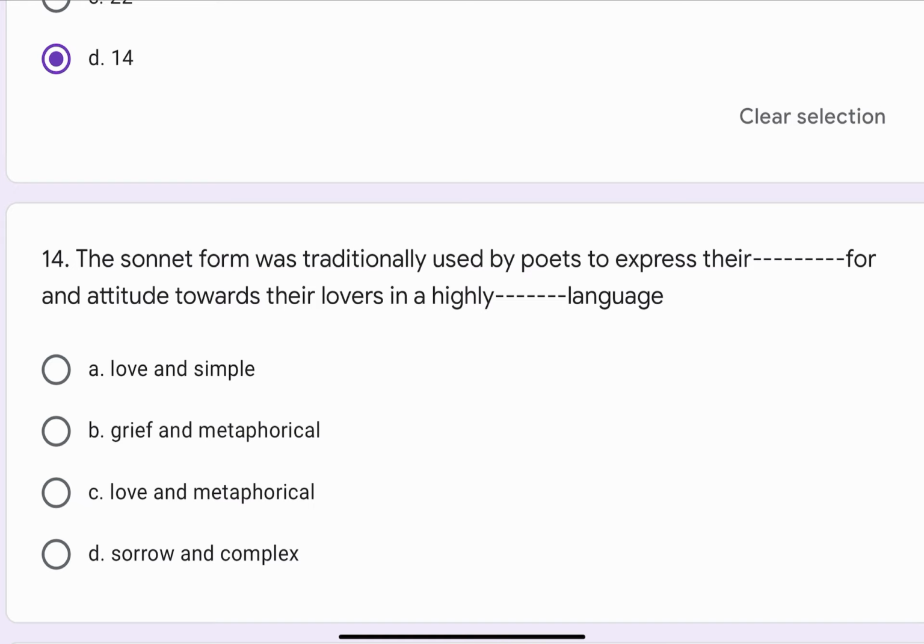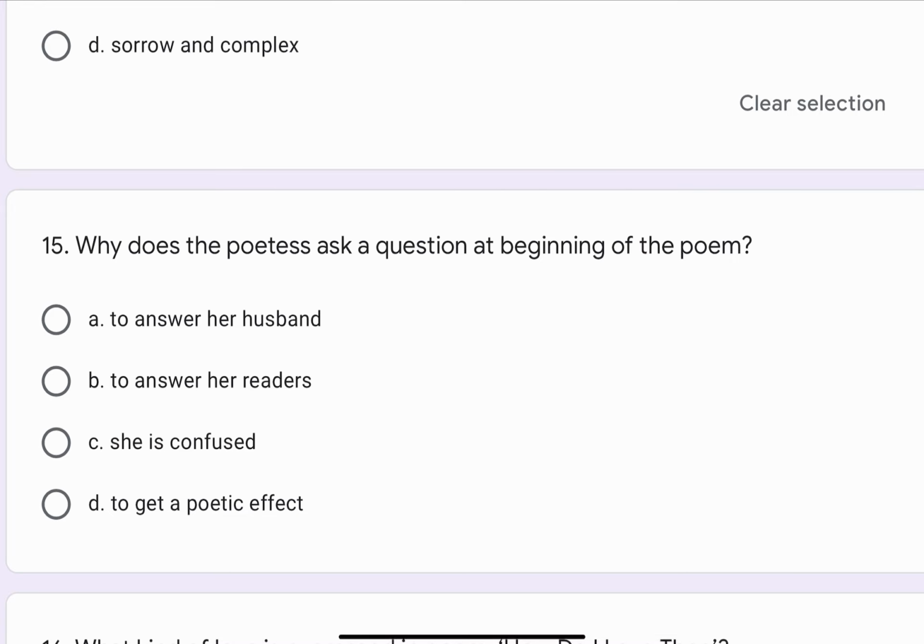Love and metamorphical, or D. Sorrow and complex? Correct option is C. Love and metamorphical.